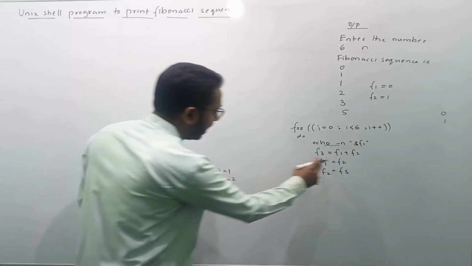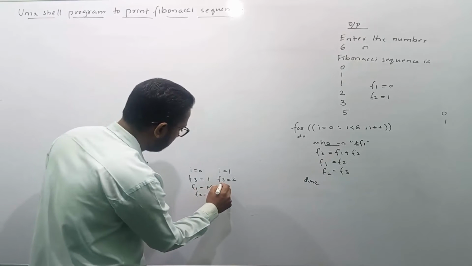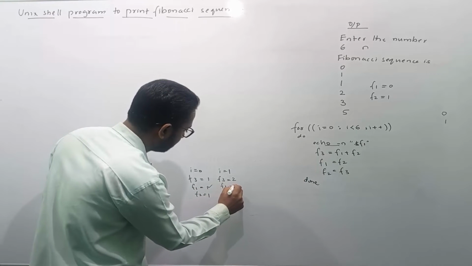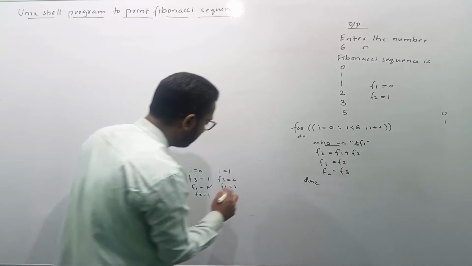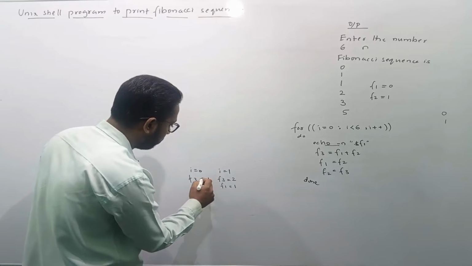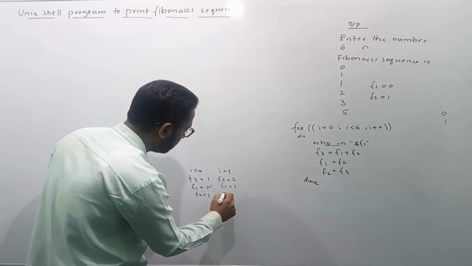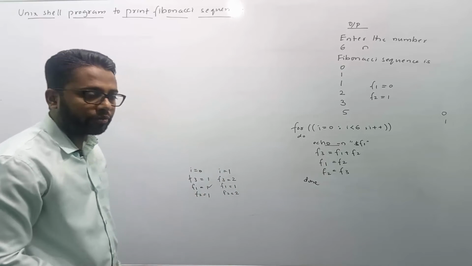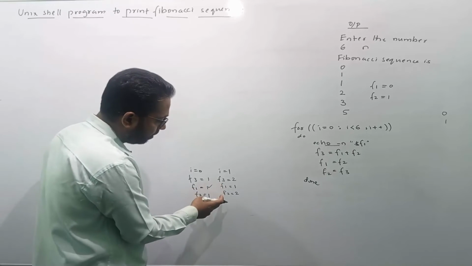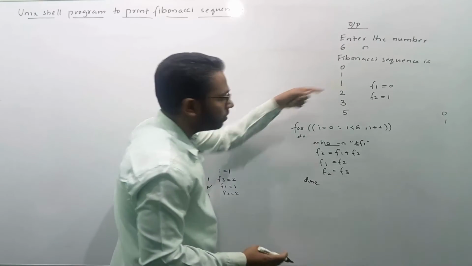Okay. Next, F2 gets passed to F1. F2 is 1, so F1 becomes 1, and F3 gets passed to F2. F3 is 2, so that gets passed to F2. Now we have two different values stored inside F1 and F2: 1 and 2.